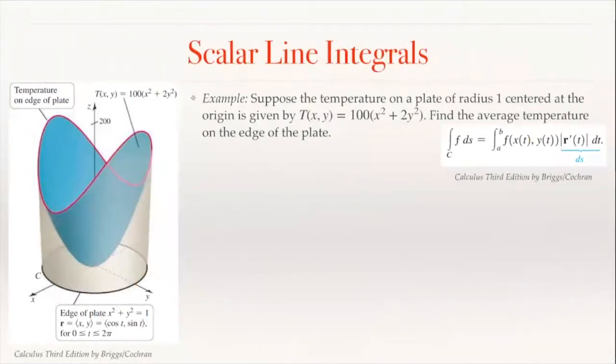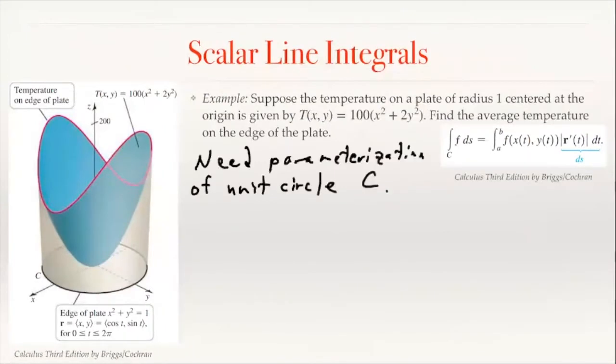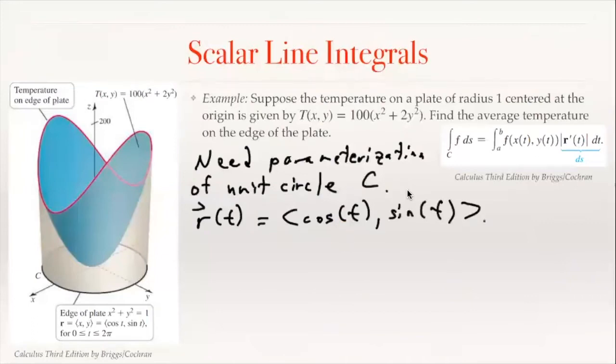Okay, but to do that, we'll need a parameterization, and needing a parameterization will be a common theme throughout chapter 17. If we're not given one, we need to make one. So do you recall what the parameterization of the unit circle is? Well, there are many, but our canonical one is cosine t, sine t. That's the x component, y component. And that's for t between 0 and 2 pi.